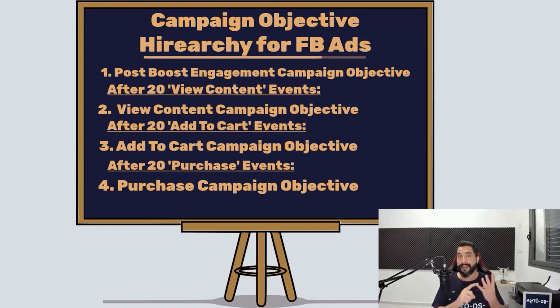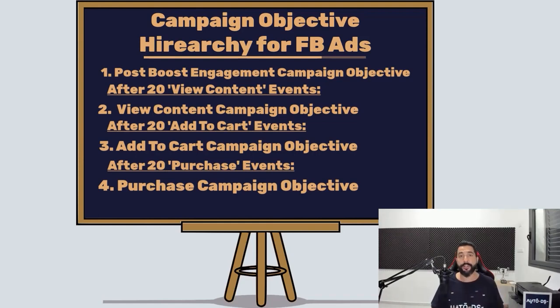Once you have 20 purchases from your add to cart campaign, that is when you are going to run a purchase campaign. Now your Facebook pixel at this point will be truly fed with the right audiences that love to add to cart and purchase products from what you are trying to sell, and it will keep optimizing itself from there. And that is where you are going to start seeing real sales and real profits.